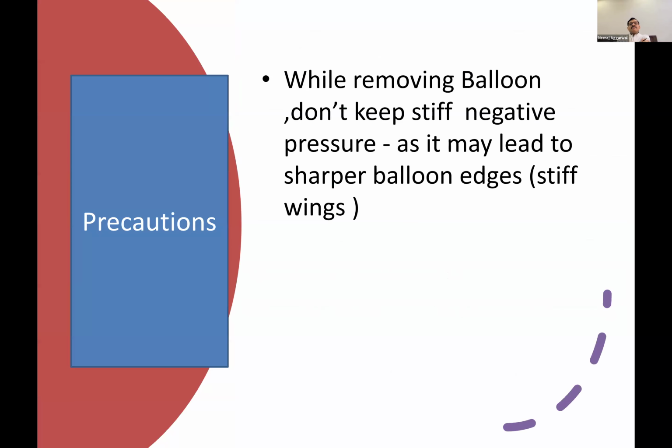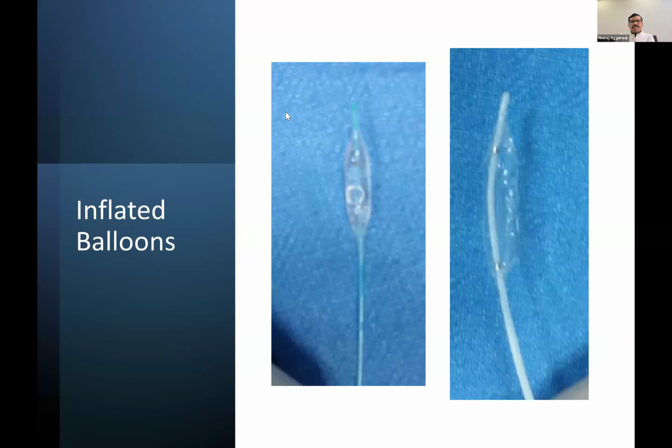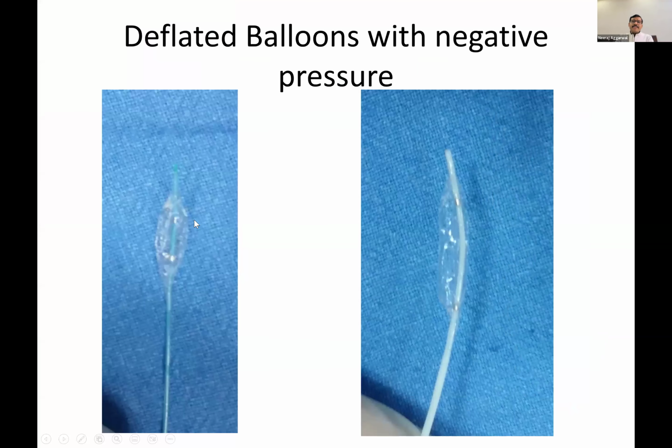One more precaution while removing the balloon: we don't keep stiff negative pressure, we keep soft negative pressure, because this may lead to sharper balloon edges and stiff wings, which can cause damage to nearby structures. See, this is the inflated balloon, soft edges. But this is the deflated balloon with high negative pressure.